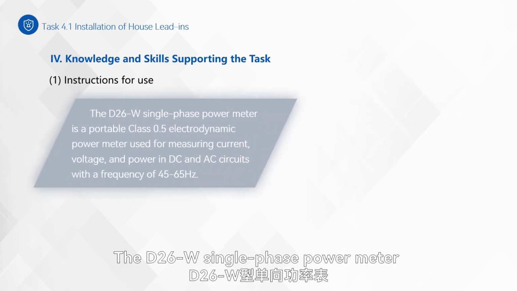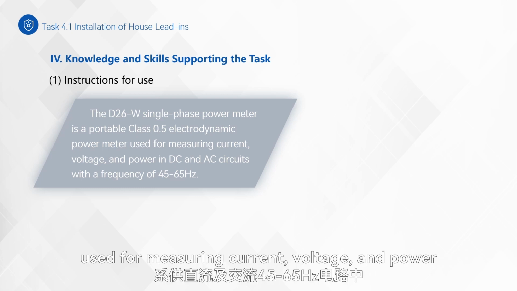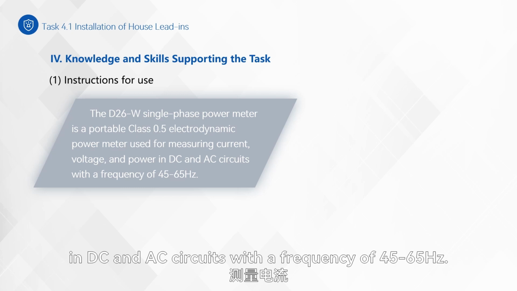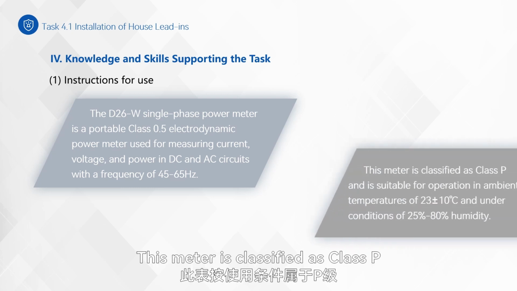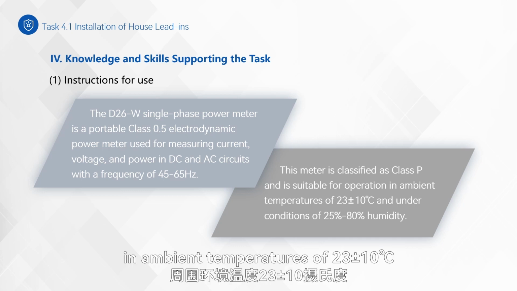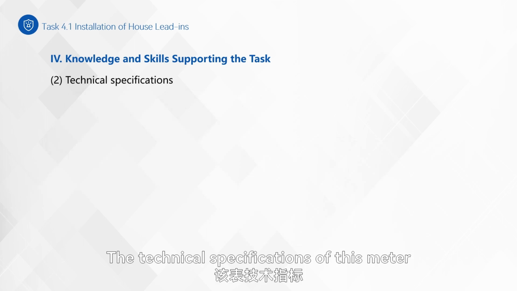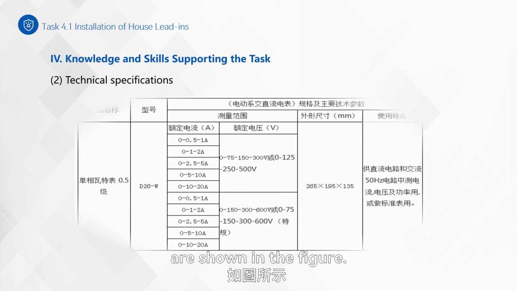Instructions for use. The D26W single-phase power meter is a portable Class 0.5 electrodynamic power meter used for measuring current, voltage, and power in DC and AC circuits with a frequency of 45 to 65 Hz. This meter is classified as Class P and is suitable for operation in ambient temperatures of 23 ± 10 degrees Celsius and under conditions of 25% to 80% humidity. The technical specifications of this meter are shown in the figure.